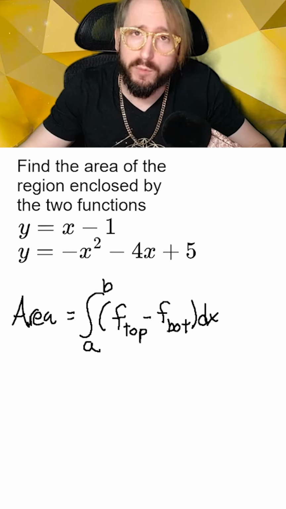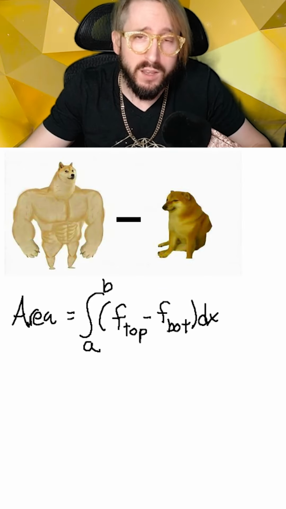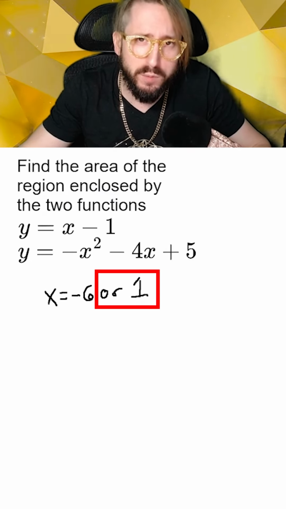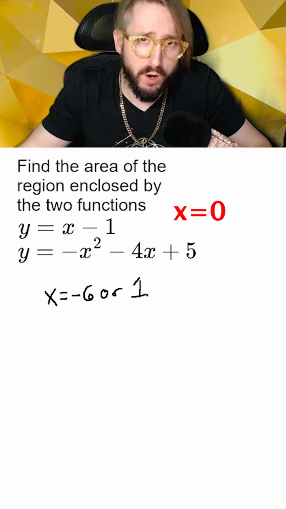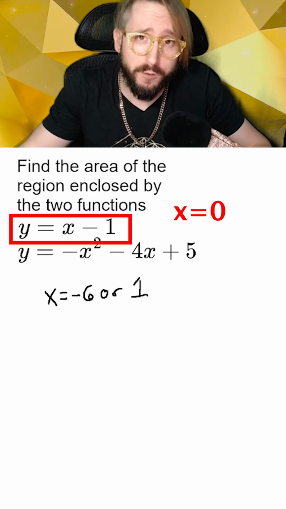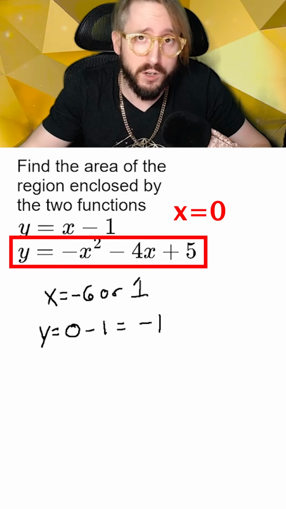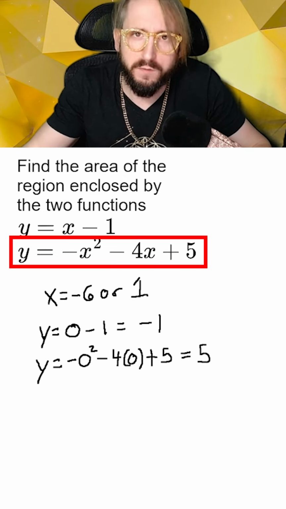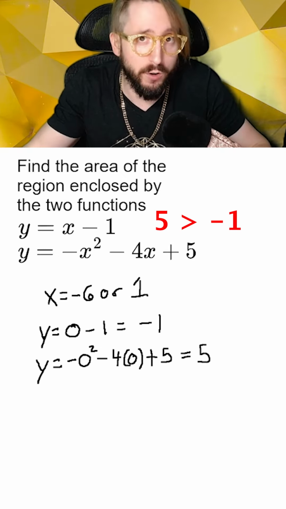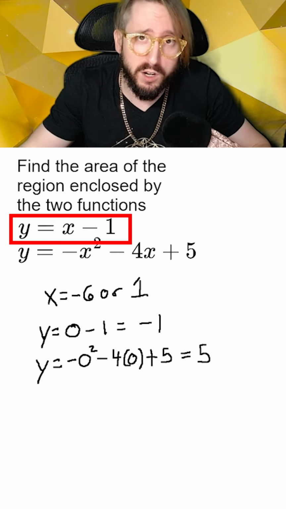Now what we need to do is determine which function's on the top and which function's on the bottom. In order to do that, I'm going to pick an x value in between my two endpoints. In this case, I'm just going to choose 0, and then check to see which one has the higher value. The first function comes out to be -1, whereas the second function comes out to be +5. Since this second function has a greater value of y at the point 0, that's going to be our top function. And y = x - 1 is our bottom function.